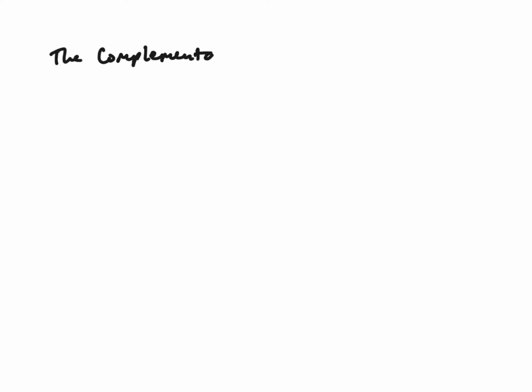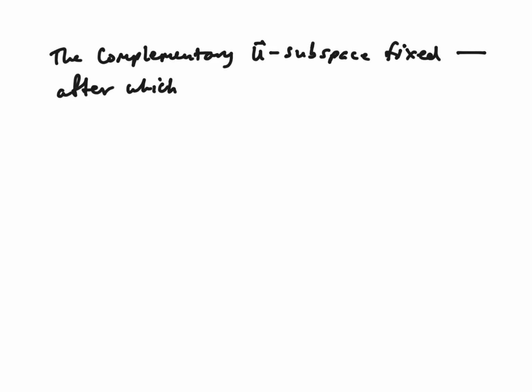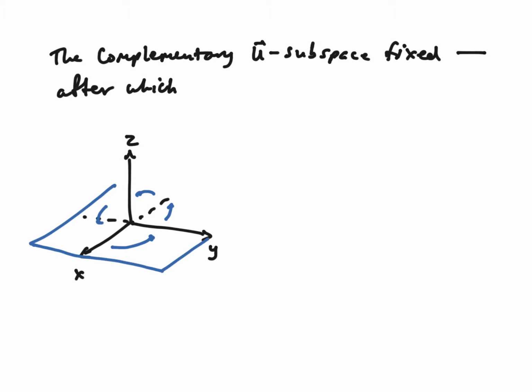The complementary U subspace is fixed. After we perform that rotation, just in case it's not clear what's going on, let's look at an example in 3 space. In 3 space, I can perform a rotation in the xy plane, for instance, and then just leave the z-axis alone. That's the orthogonal complement of the xy plane. So we have the xy plane, and then the z-axis is its orthogonal complement.